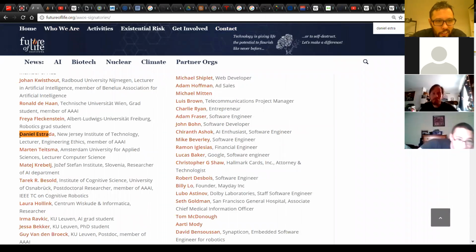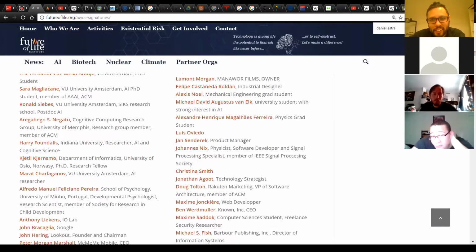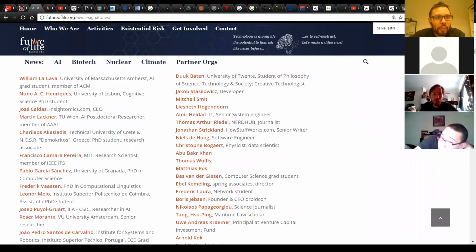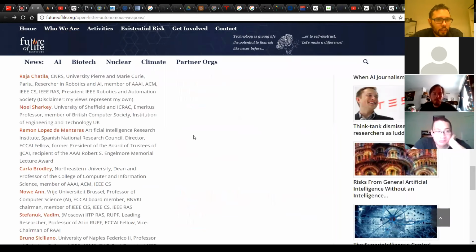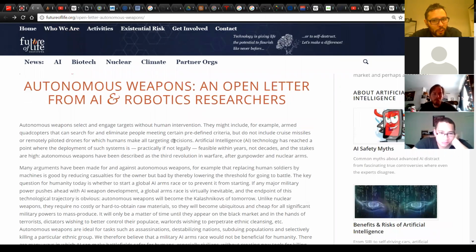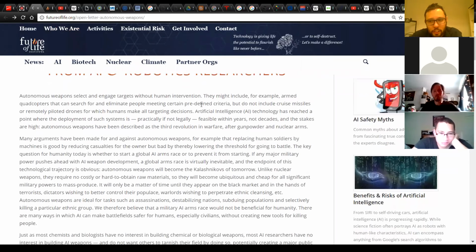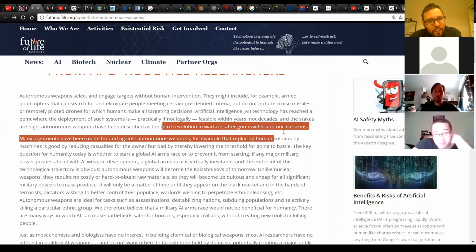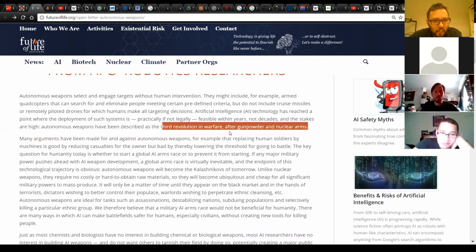Including AI researcher Daniel Estrada from the New Jersey Institute of Technology, signed this letter. But then a bunch of other people also signed this letter. And the letter expresses the concerns that roboticists and artificial intelligence researchers have over AI. I'll let you read the whole letter yourself, but they call automation the third revolution in warfare after gunpowder and nuclear arms.